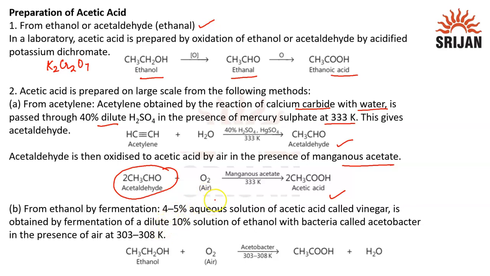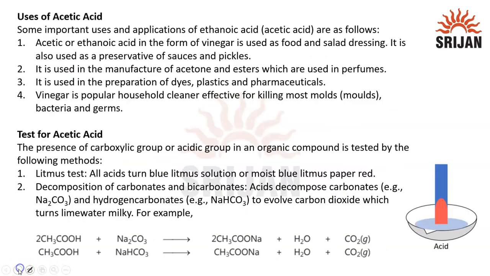And we can also prepare acetic acid by the fermentation of ethanol. We know a 4.4 to 5% aqueous solution of acetic acid is called vinegar. It is obtained by fermentation of dilute 10% ethanol with bacteria called acetobacter in the presence of air at a temperature of 303 to 308 Kelvin. So this can be prepared like that also.